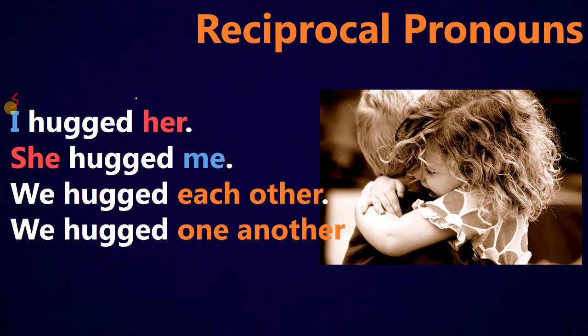So what did we do here? Instead of having I as a subject and her as the object, or she as the subject and me as the object, we just combined these two together. I and her becomes we. The verb was hugged. It's the same. So we hugged, and we use the reciprocal pronoun each other, or we hugged one another. Both of these sentences, we hugged each other and we hugged one another, have the exact same meaning and pretty much the exact same feeling as well. So reciprocal pronouns are when the action is going both ways.